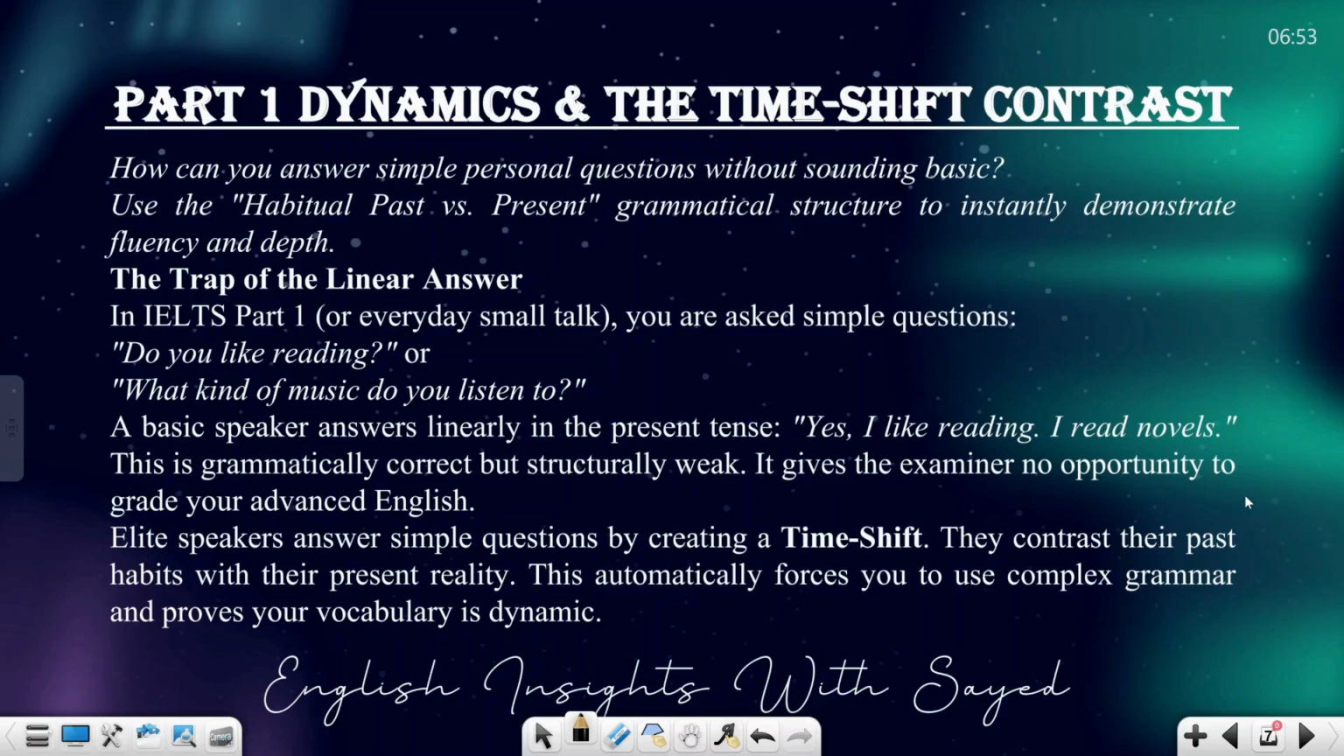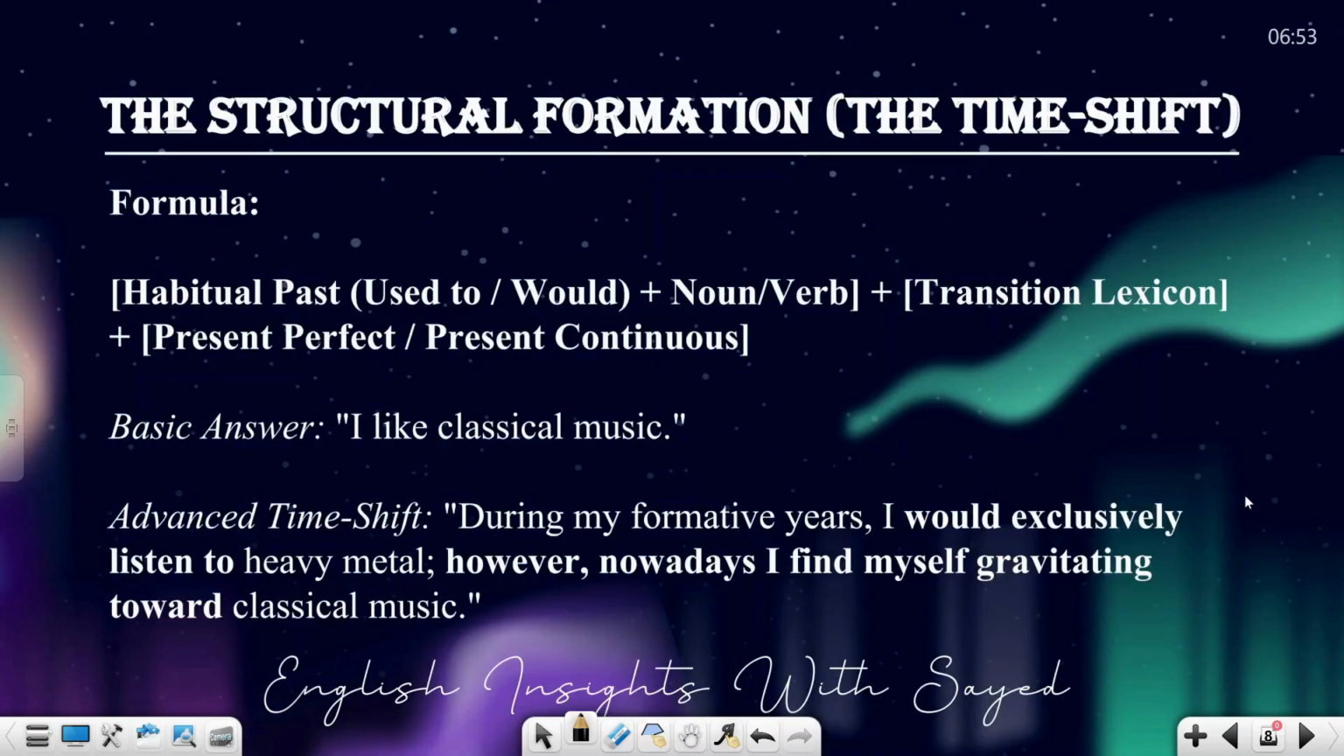It gives the examiner no opportunity to grade your advanced English. Elite speakers answer simple questions by creating a time shift. They contrast their past habits with their present reality. This automatically forces you to use complex grammar and proves your vocabulary is dynamic.